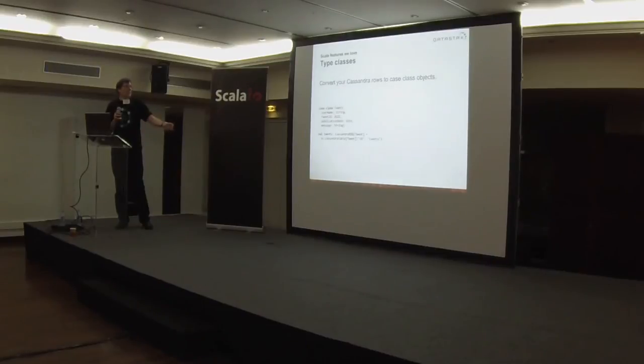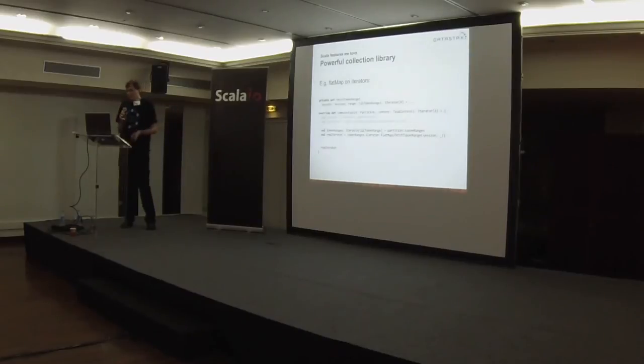You need to, of course, specify the type of the class when requesting a Cassandra table, so it would automatically map that to your case class objects. This is something that probably everyone knows. Scala has one of the best collection libraries available everywhere. So the one particular feature that really blew us away was the ability to flat map on the iterators.